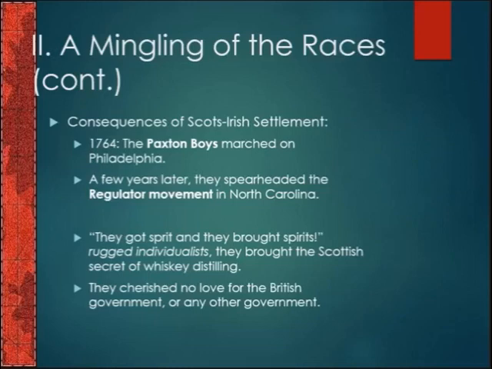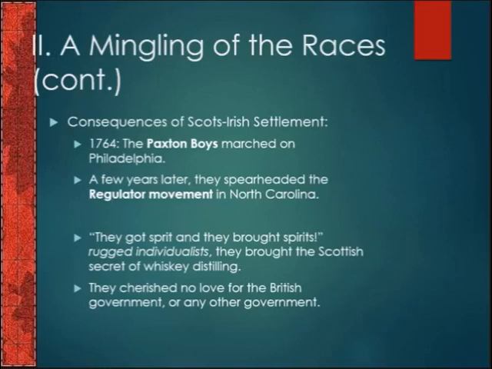Further bloodshed was prevented when Benjamin Franklin intervened as a negotiator. Franklin diffused the situation by promising the mob's leader that he would relay their concerns to the colonial government. The men who committed genocide against the Susquehanna returned to their farms and were never brought to justice.